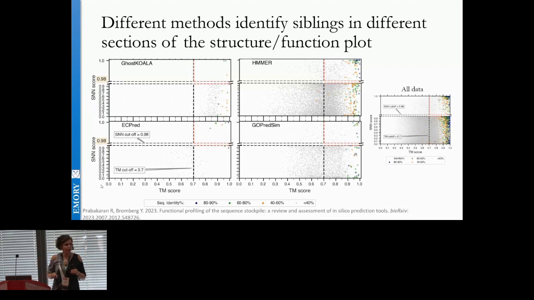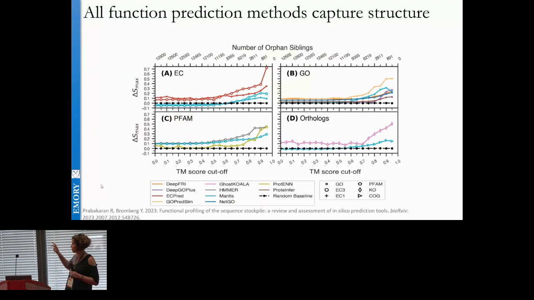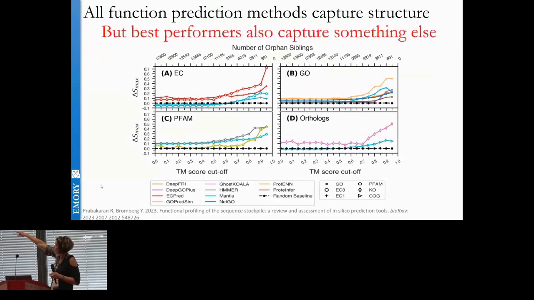Curiously, all function predictions capture structure. So if you look at the same sort of interpretation of the data across the TM scores, so if you're closer to higher TM scores, the structures are more similar. Everybody gets better as you get closer to structurally similar proteins. So structure does inform function, right? But some methods actually also are above random at every space of that particular curve. So random is the black line here, and the colored lines that are above random at TM scores below 0.7 are the ones that don't actually rely necessarily on protein structure directly, right?